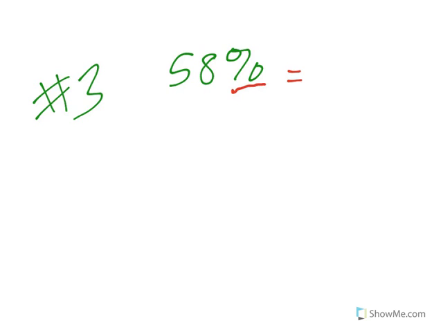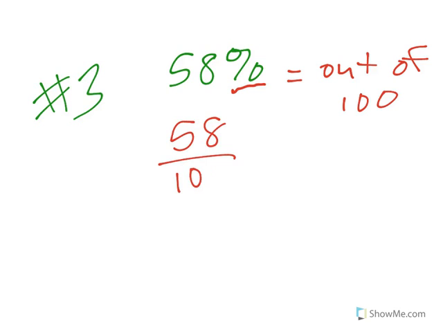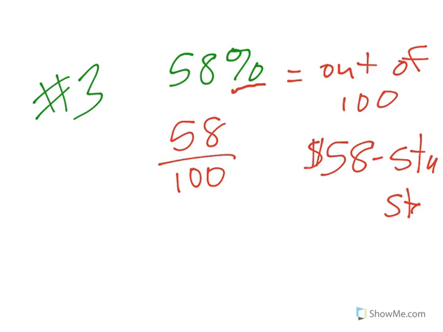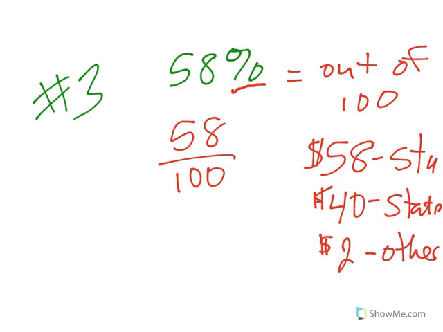And then we have number 3. Let's say your instructor earns $100 per class. What portion in dollars is paid by the students? Well, if the students pay 58%, and remember, what does percent mean? Percent is always out of 100. So 58% would be 58 over 100. So if we're talking $100 per class, then $58 of that comes from students. The state pays 40%, so it'd be $40, and then the other would be $2. And that's section 1.1.